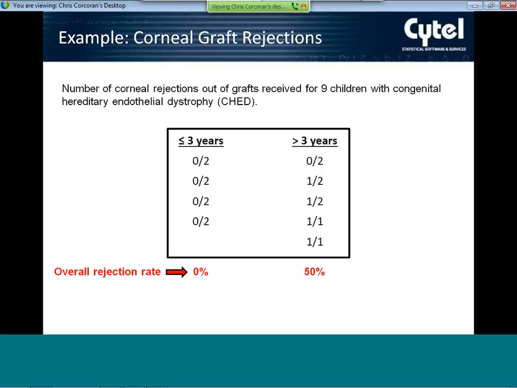Now, you can see the rejection rate overall, if we just collapse over eyes, is 0% in the younger group and 50% in the older group. But the question is, is this evidence that there's an association between a higher rejection rate and older age? So that's the research question.